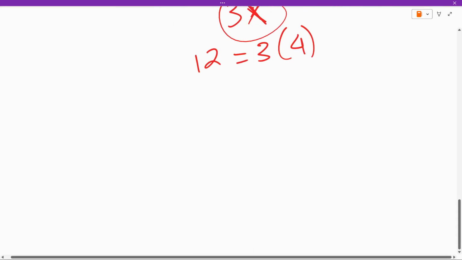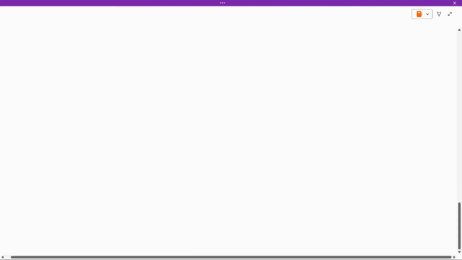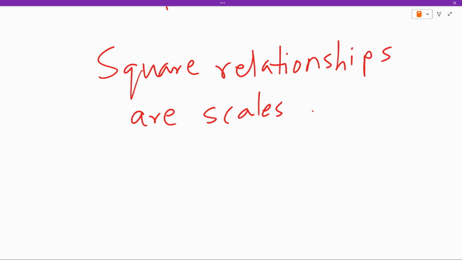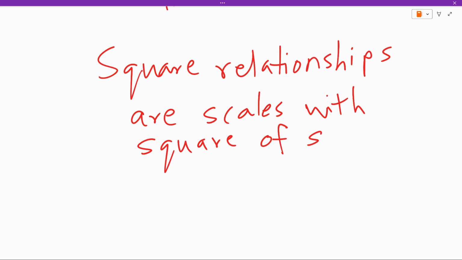Now, when working with square relationships, we're introducing a square element. Let's write this down: square relationships. What this means is that when you're working with areas, the key point to remember is that area scales with the square of the scaling factor.